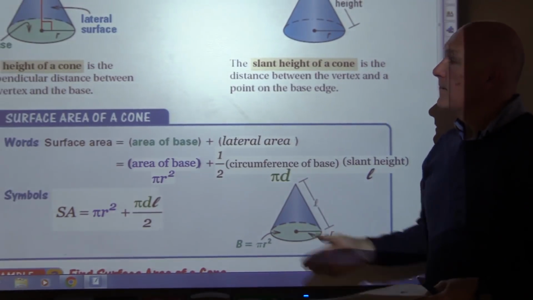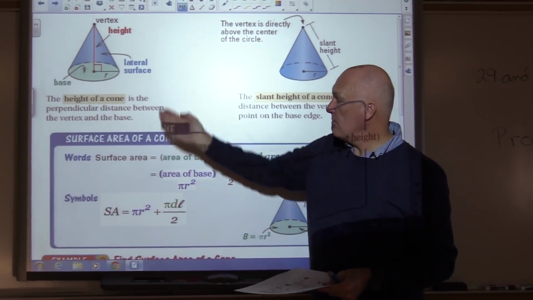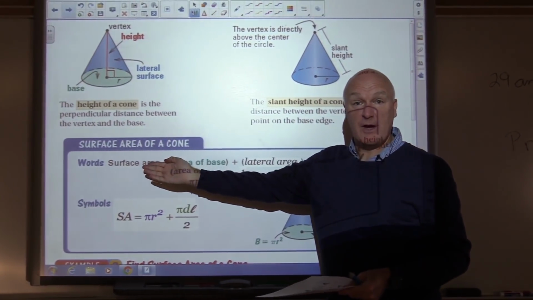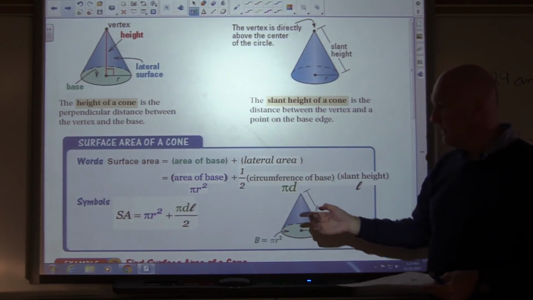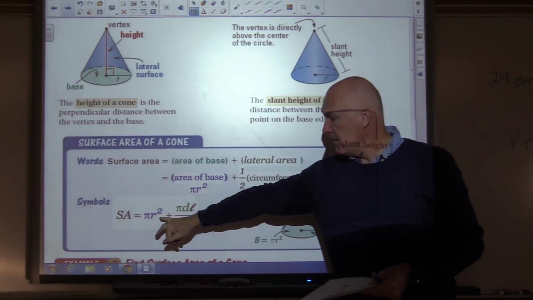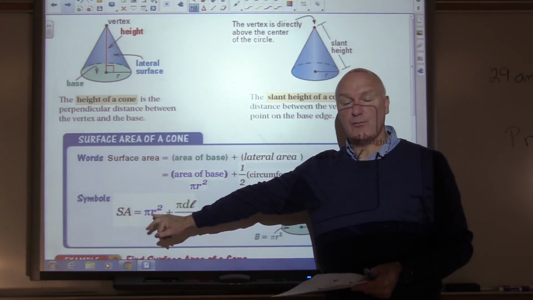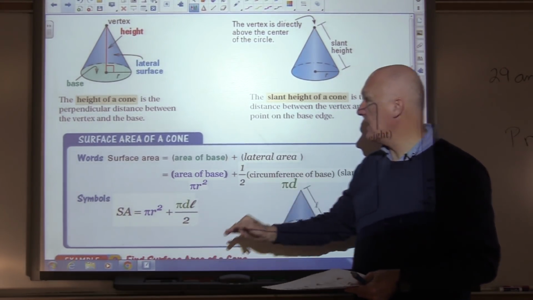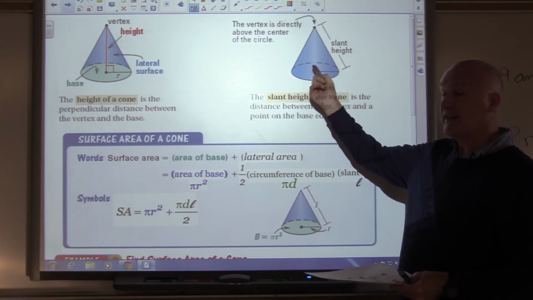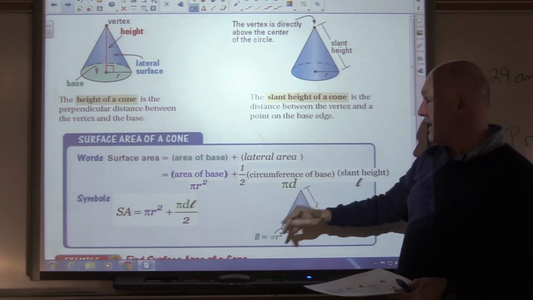So there is our cone. We're now going to do the surface area of a cone. Fairly similar. Let's go straight to the formula here. Where did pi r squared come from? Do you remember back in lesson 8.7 we did the area of a circle, pi r squared. Reason? Because it is the area of the base.